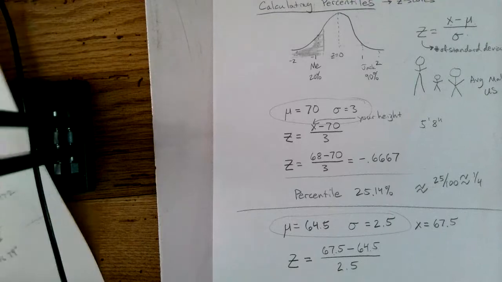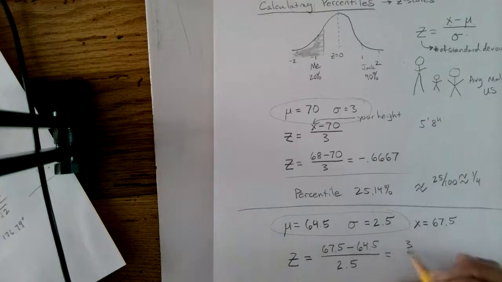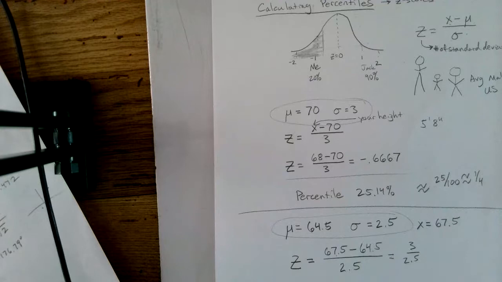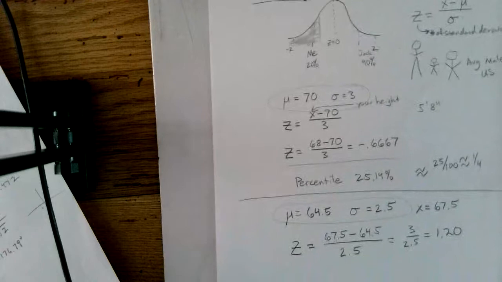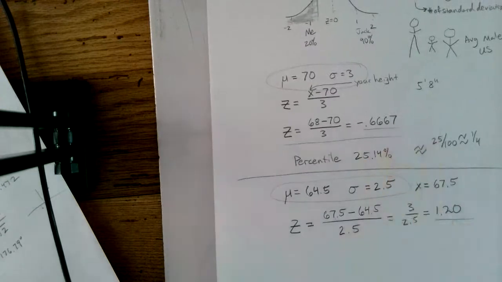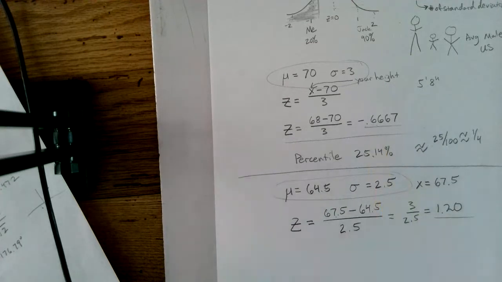I'm going to take out my calculator. As I do, I get 3 over 2.5. So that's going to be 3 divided by 2.5 on my calculator, 1.2. We write it out to the 100th spot. So that's the z-score, okay? So my wife has a z-score of 1.2. I had a z-score of negative 0.667. That doesn't mean that she's taller than me. It means that her percentile for women is higher than my percentile for men.